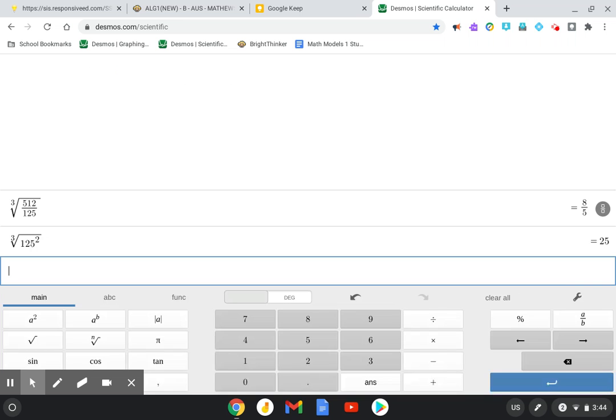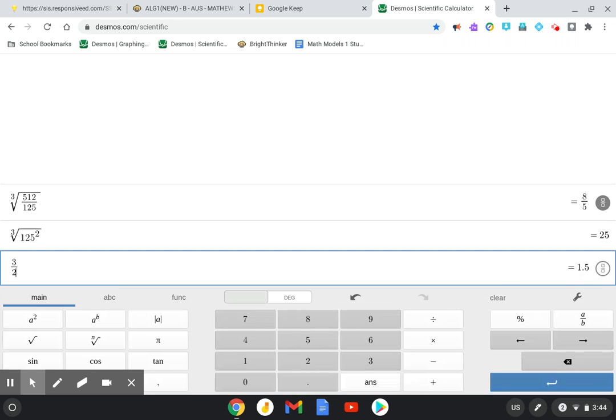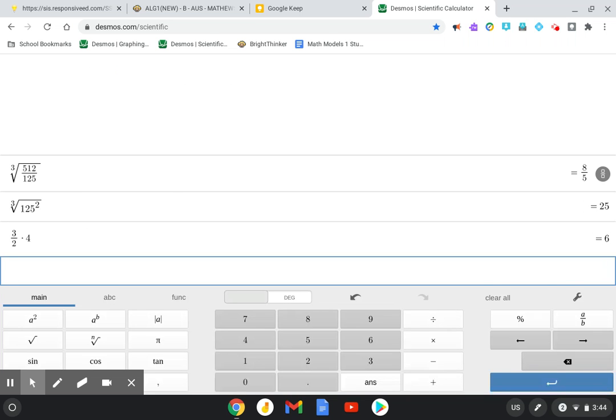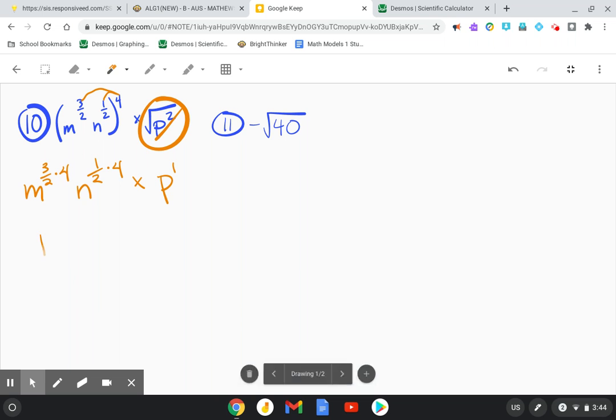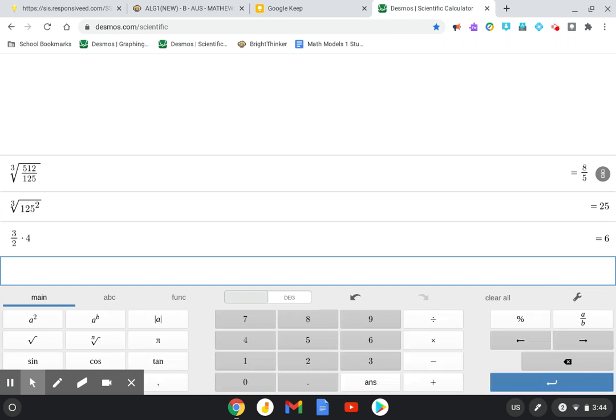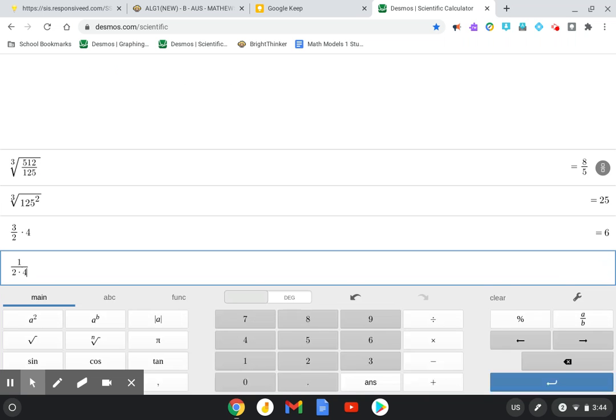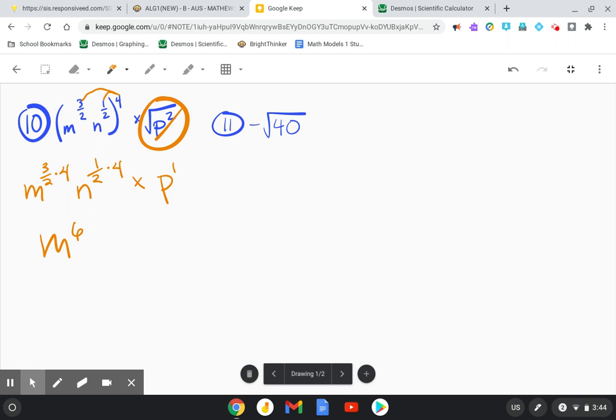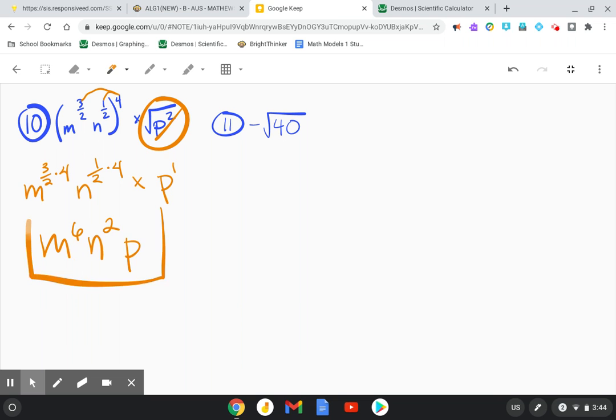Now we just need to multiply these numbers. 3 over 2 times 4 is 6. So that becomes m to the 6th. N to the 1/2. So 1/2 times 4, oops, made a mistake there. Times 4 is 2. So that becomes n times 2 and then p to the first, or just p.